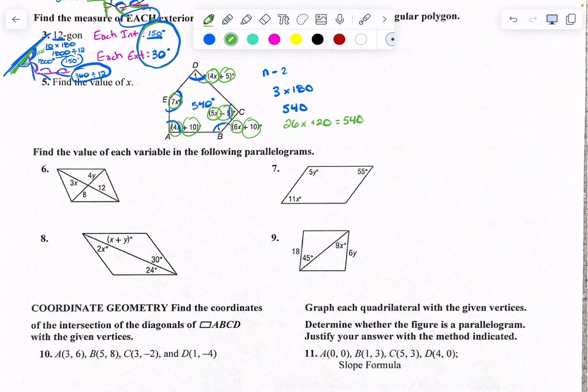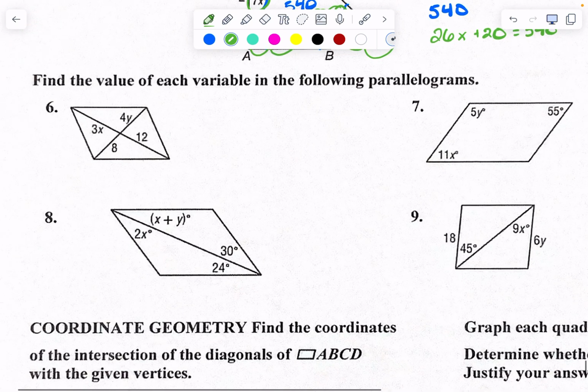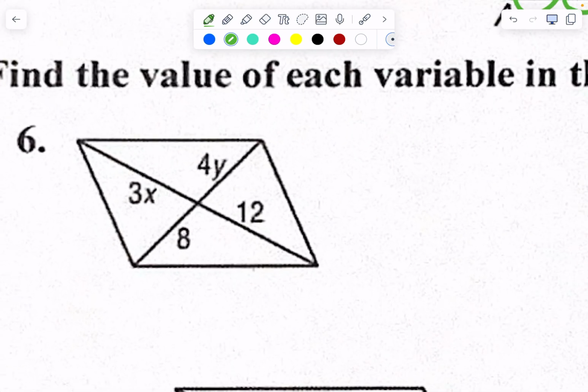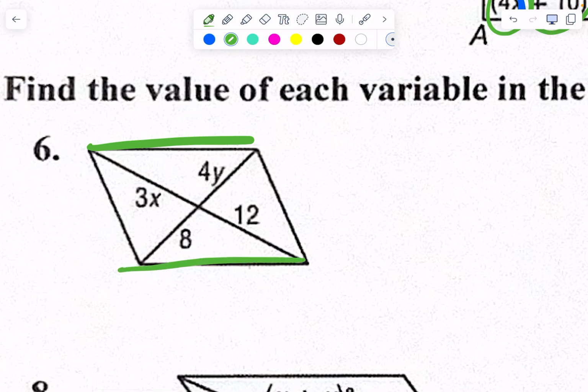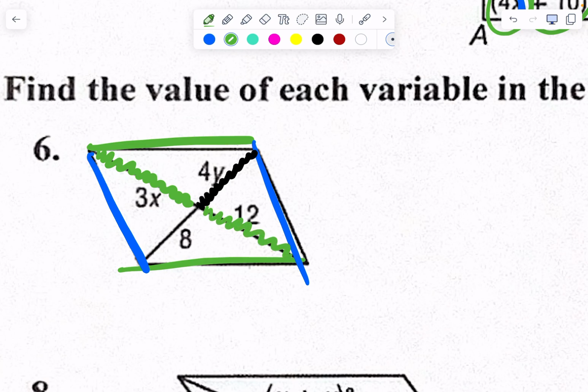All right, are we ready for 6 through 9? Okay, these are all parallelograms. Things that we know about parallelograms. Ready? This side is going to be the same as this side. This side is going to be the same as this side. What's the 4y pointing to? Do you know? Yeah. The top half of the diagonal. What's the 3x pointing to? This guy's diagonal. What's the 12 pointing to? Bottom. The bottom diagonal. And the 8 is this guy's diagonal, right?